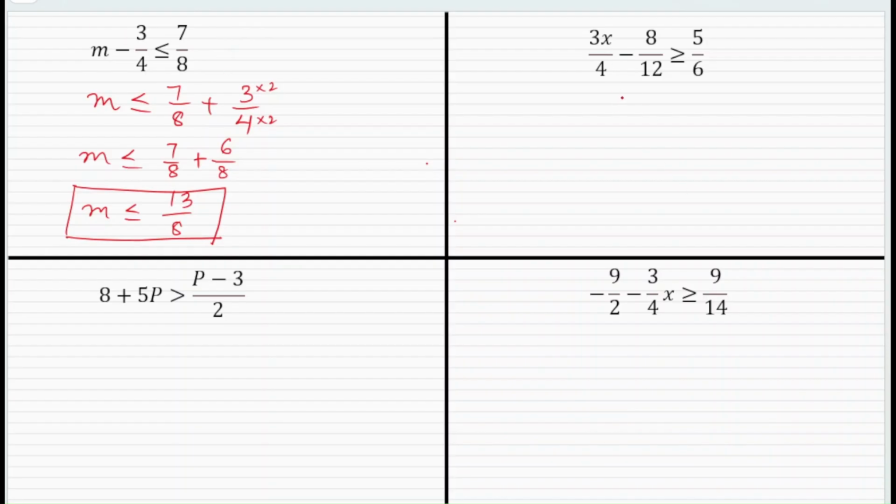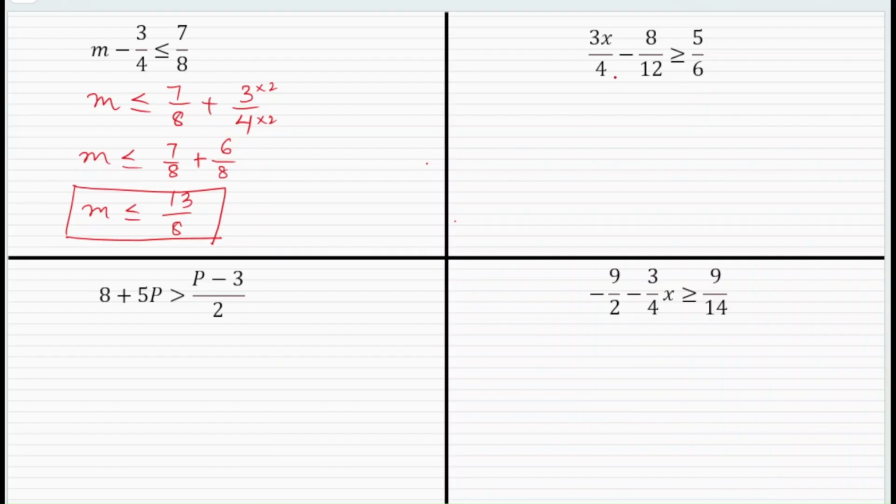Now, in this one, 3x over 4 minus 8 over 12 greater than or equal to 5 over 6. I can take this 8 over 12 to that side and then use addition of fractions and all those operations. But I want to tell you some other strategy also, like 4, 12 and 6, which is the higher, which is the common denominator.